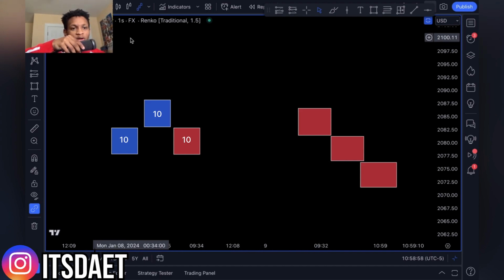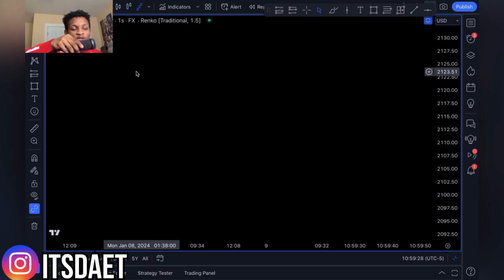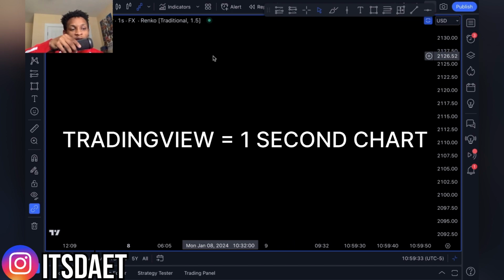For Renko, you're going to have TradingView Renko, you're going to have MetaTrader Renko, and other Renko based on trading platforms. So for Renko on TradingView, you're going to have to use the 1 second chart. You have to use it.